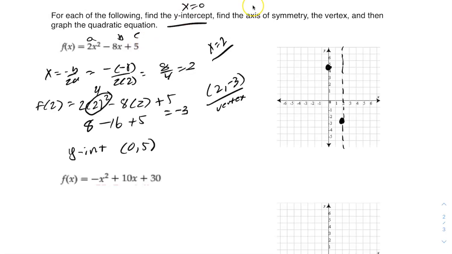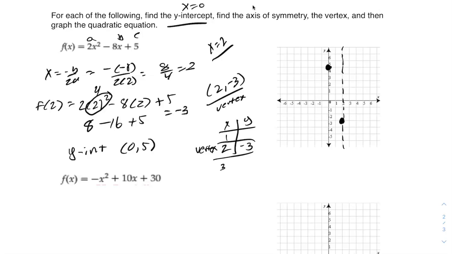Now, some teachers want you to do a table. The trick to doing the table is you make the vertex the middle number. And you pick 1 or 2 above and 1 or 2 below if you want. Honestly, for me, we're just going to sketch, so it doesn't really matter to me.